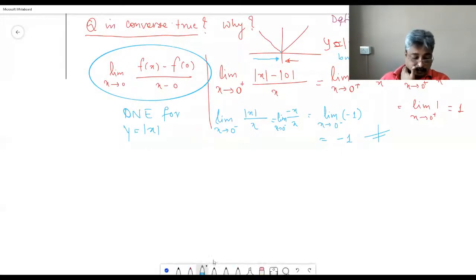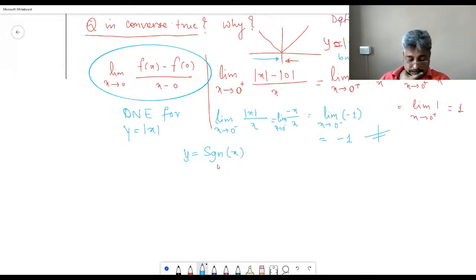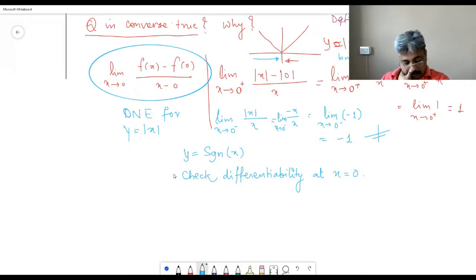Next, signum function y is equal to sgn x. Check differentiability at x is equal to 0. Signum function. Check differentiability of signum function at x is equal to 0.